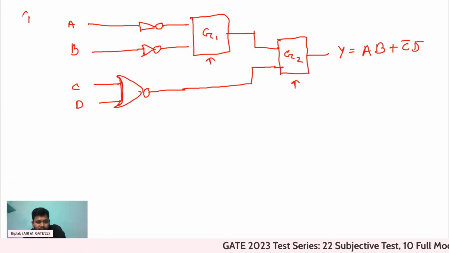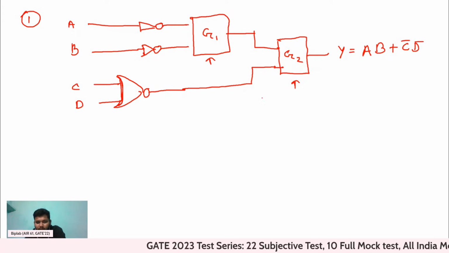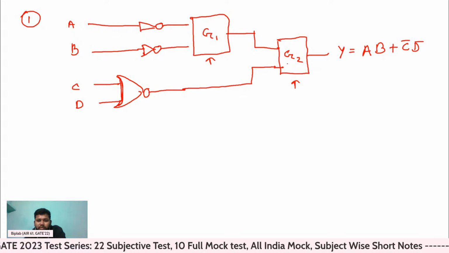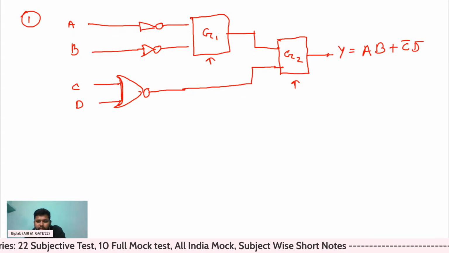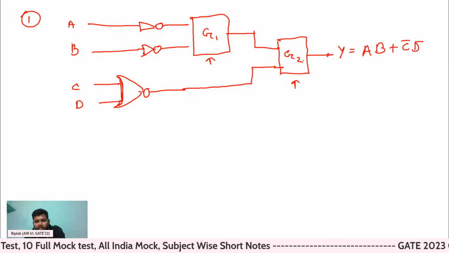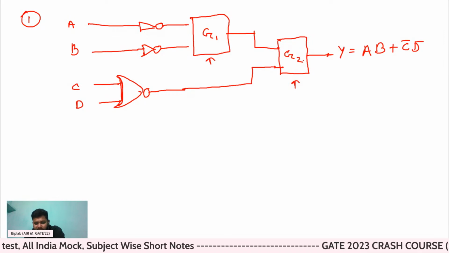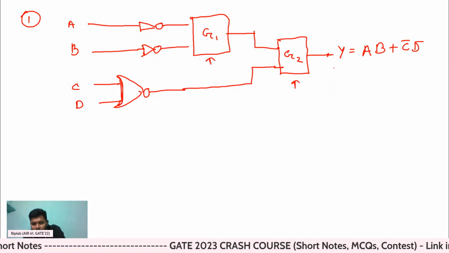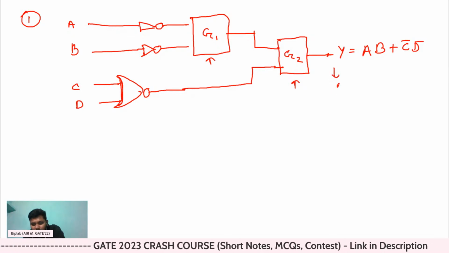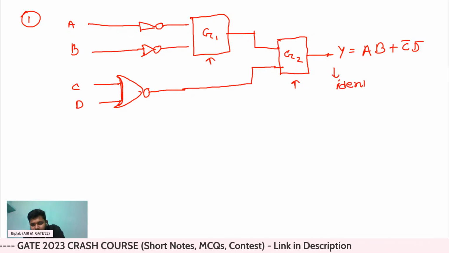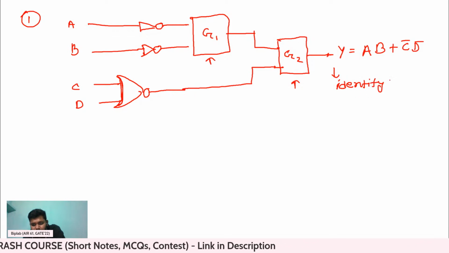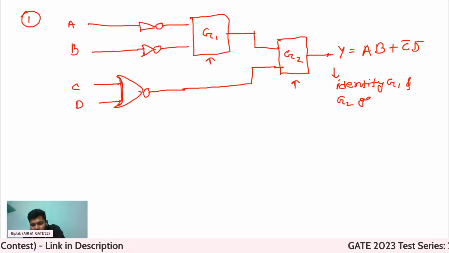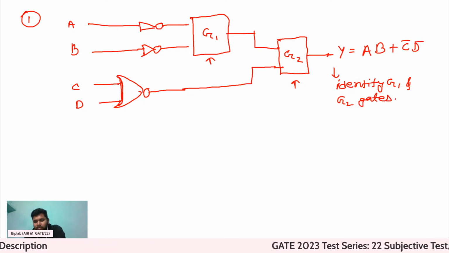So take 1 minute. It is an easier one. Just write the expression that you are actually getting using G1 and G2, by generalizing, and then compare with the output that is given. Okay, what you have to find, the question is: identify G1 and G2 gates.